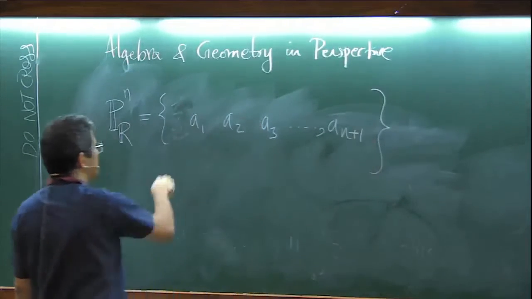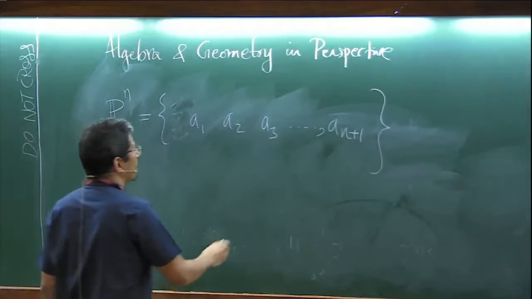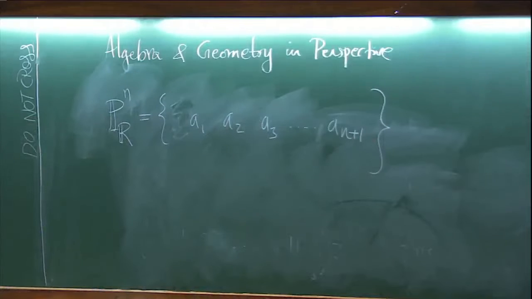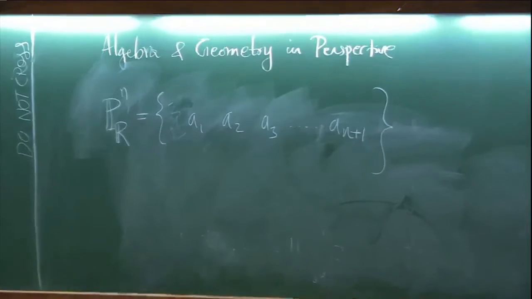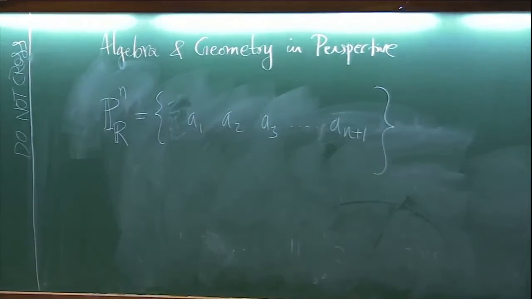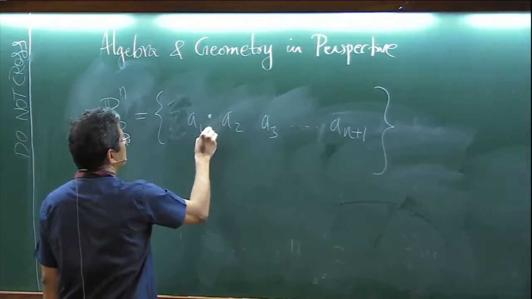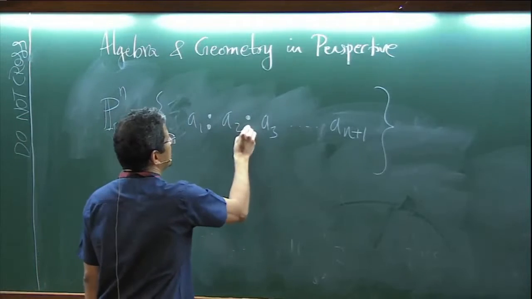I'm not putting the brackets, I'll put that shortly. But really, that vector is not uniquely determining that subspace or that line. You could have taken a multiple of that vector also, and that will also give you the same line. So therefore, you shouldn't really look at that vector, you should just look at the ratio of all the coordinates of that vector simultaneously. That will determine the line. So, keeping that in mind, I will introduce the ratio symbol here, colons.